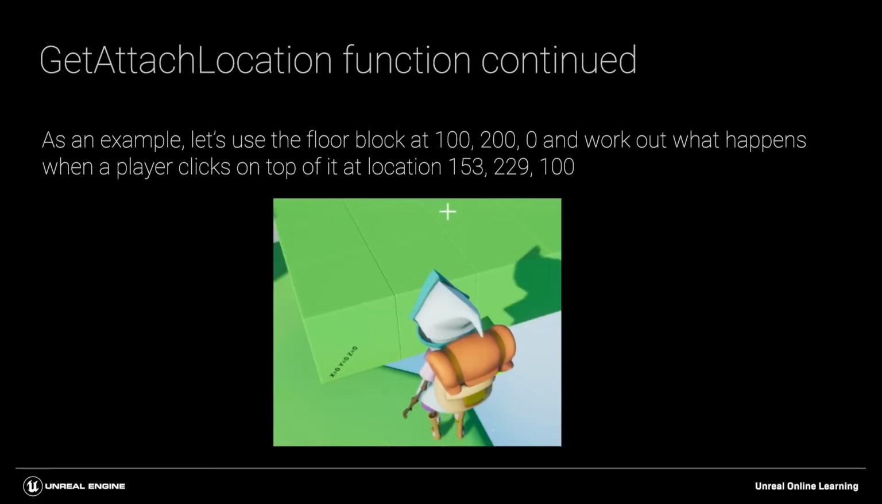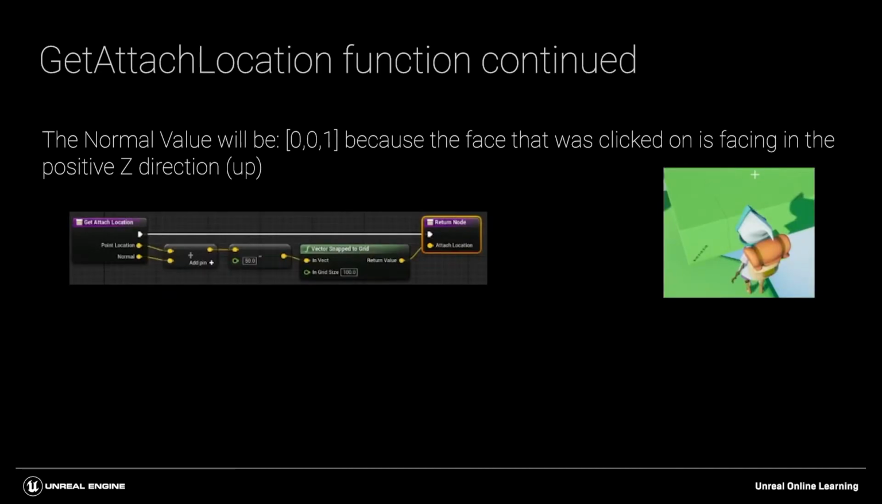As an example of how the function works, let's use the floor block at 100 in the x, 200 in the y, and 0 in the z, and work out what happens when a player clicks on top of that block at the location 153 in the x, 229 in the y, and 100 in the z. The cursor in the graphic on this slide approximates that location. The normal value will be 0, 0, 1 because the face that was clicked on is facing in the positive z direction. It's facing upwards.